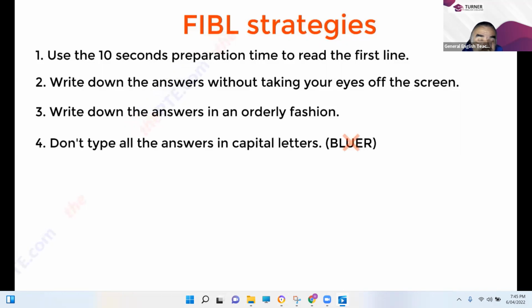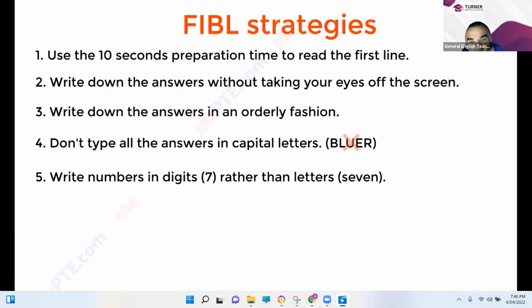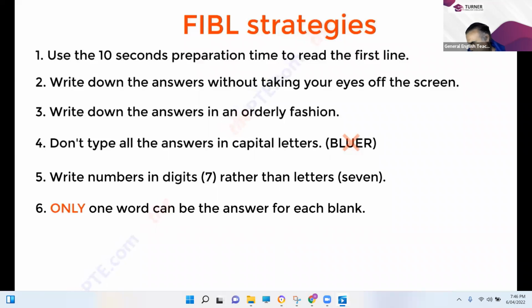Number 4. You don't need to start every answer with a capital letter, unless it is, of course, a proper noun like Melbourne. But make sure you do not type all the answers in capital letters or with the caps lock on. Number 5. If the answer to a fill-in-the-blank is a number, write it in digits rather than letters. Number 6. The answer to every fill-in-the-blank question cannot be more than one word.